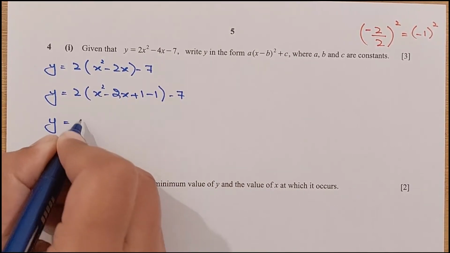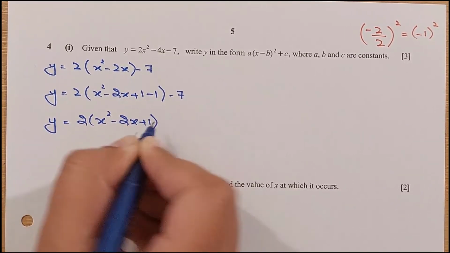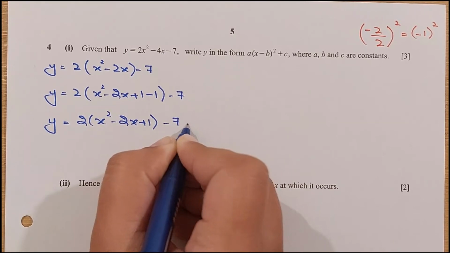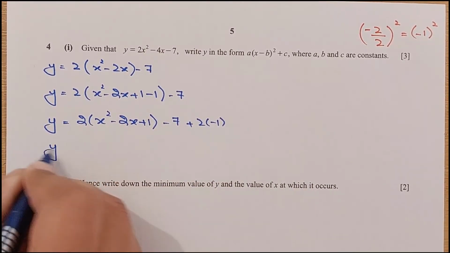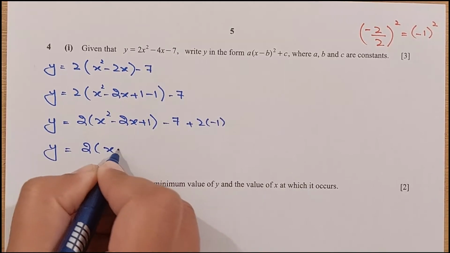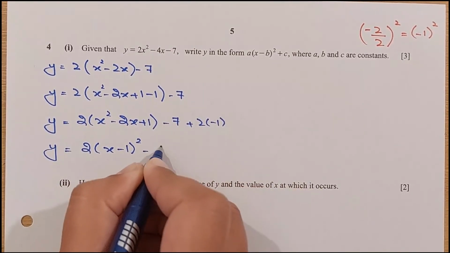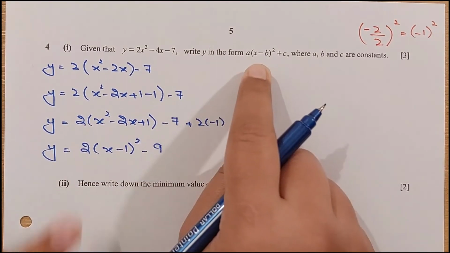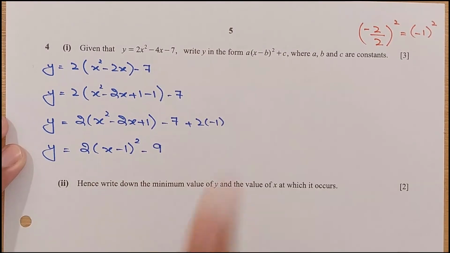So y equals 2, x square minus 2x plus 1, and minus 7 and plus 2 times minus 1. So this is 2 times minus 1. So here y equals 2, x minus 1 whole square, and minus 7 minus 2. This is minus 9, right? So this is a, x minus b, and then plus c.